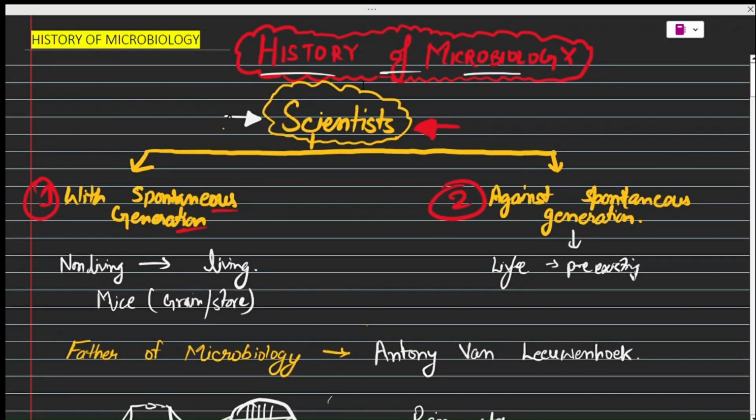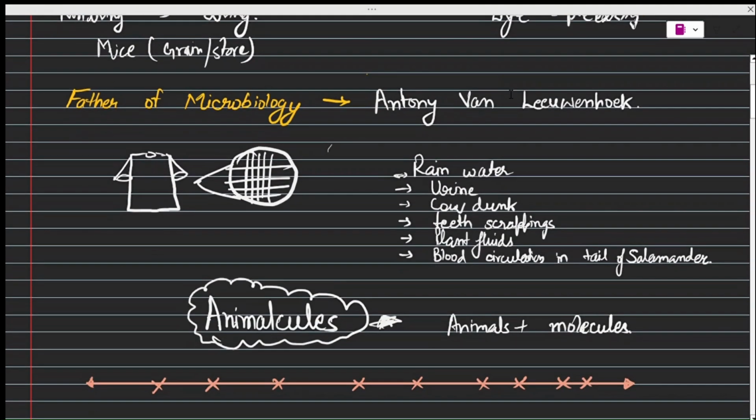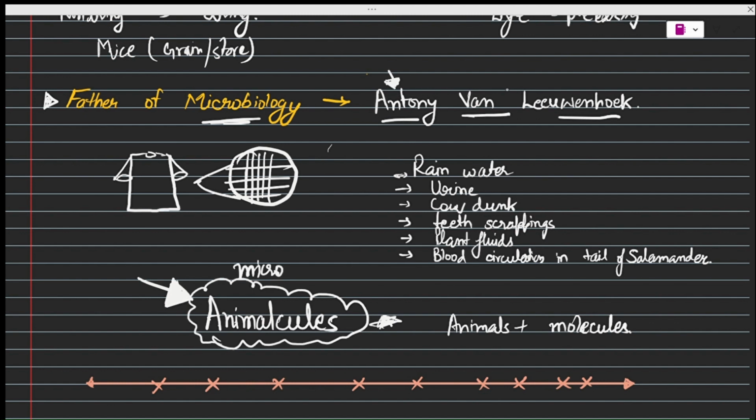Basically, as we are going to learn about the history of microbiology, of course I'm going to start with the father of microbiology. So the father of microbiology is Antony van Leeuwenhoek. In some books you will see Louis Pasteur also, but basically Antony van Leeuwenhoek was the father of microbiology because he was the one who discovered animal gills. He was not that knowledgeable at that time, but animal gills were actually microorganisms.